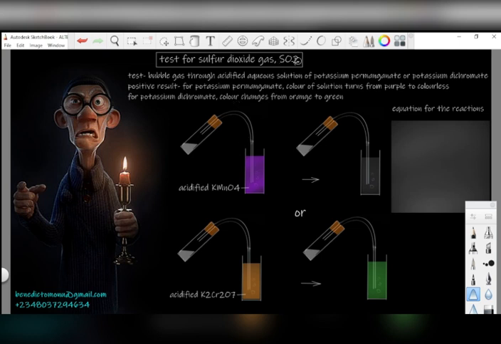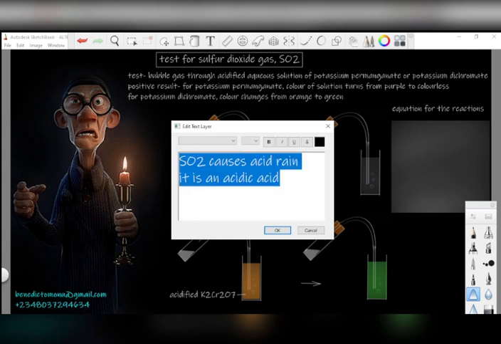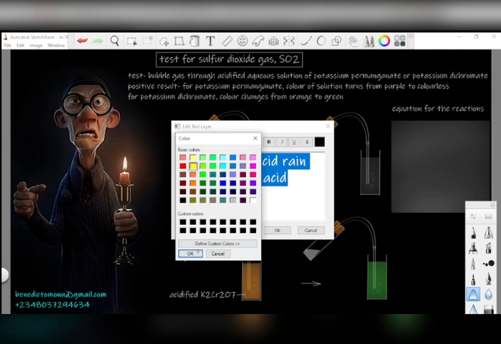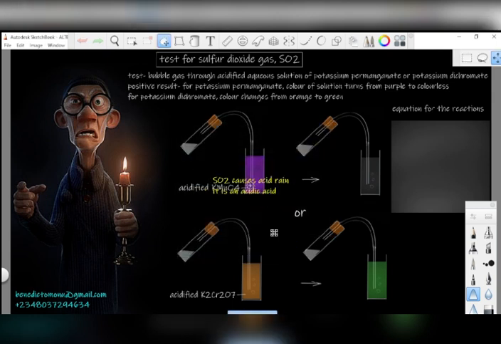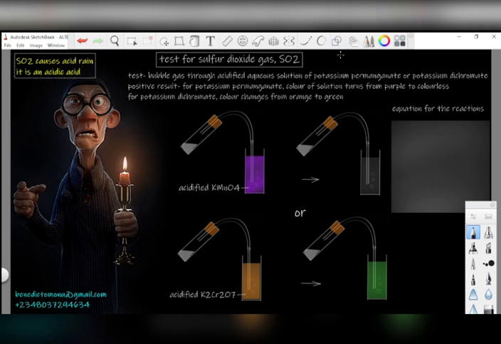Then lastly, we have the test for sulfur dioxide. Sulfur dioxide is notorious. It is known to cause acid rain. So SO2, which is sulfur dioxide, causes acid rain. It is an acidic oxide. Acidic oxides, we know from our study, are oxides of non-metals that behave like acids in the sense that they are able to react with a base. So sulfur dioxide is an example of an acidic oxide. It is mostly produced in power stations where they burn fossil fuels.